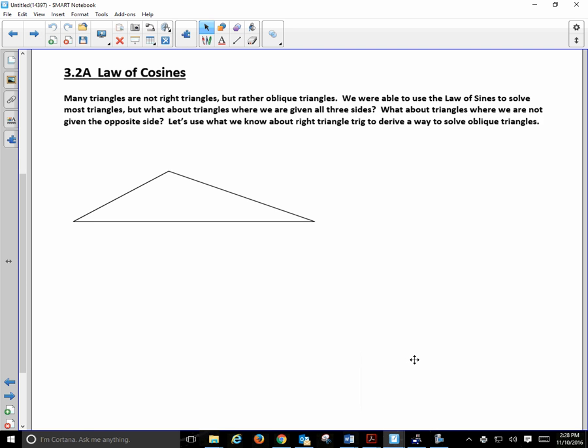Today is a new piece, and we're going to show you the law of cosines. It says many triangles are not right triangles. We've been down this road before, where we've had A, B, and C. We were able to use the law of sines to solve most triangles. But what about a triangle where you don't know any angles, but you know the sides?